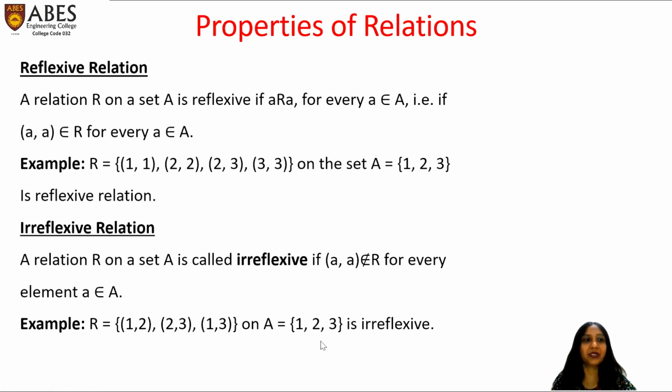A reflexive relation means an element is related to itself for all a belongs to set A. For example, if the relation R = {(1,1), (2,2), (3,3)} on set A is a reflexive relation, because in this particular relation, all the elements related to themselves are coming: (1,1), (2,2) and (3,3). So it is a reflexive relation.